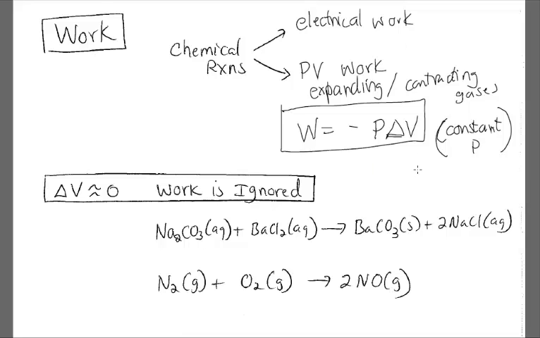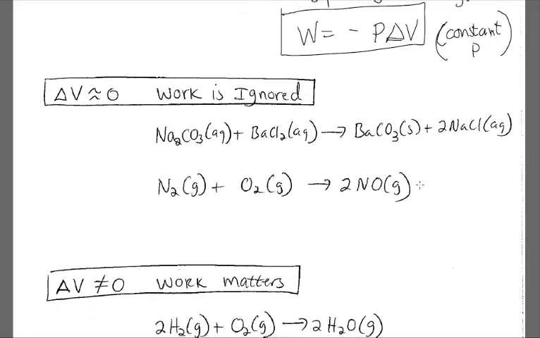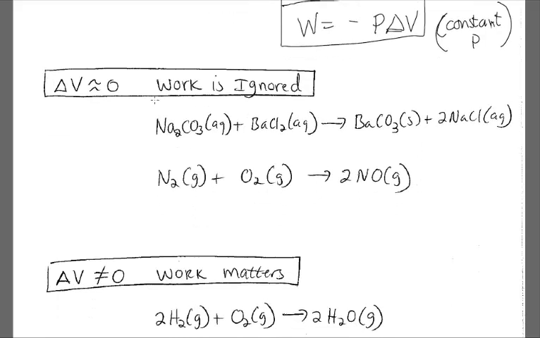All right, so what can we do with that? We notice we have a delta V in there. So let's look at some examples of chemical reactions and how that term comes out. If delta V is about 0, if there's no significant change in volume, then the work term is essentially 0, so we can ignore it. What are examples of that?